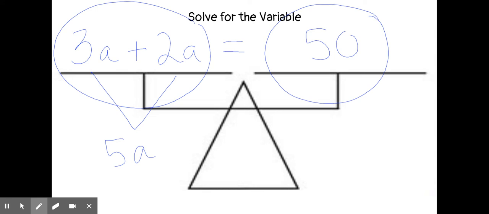And for those of you not using the materials, that's fine too. You're going to use some mental math here. What does each of those pawns have to equal for 5 of them to equal 50?